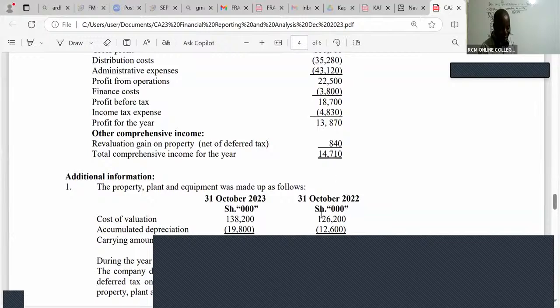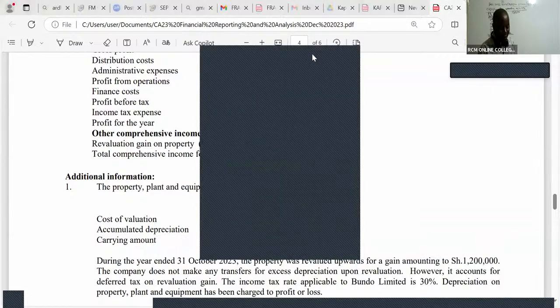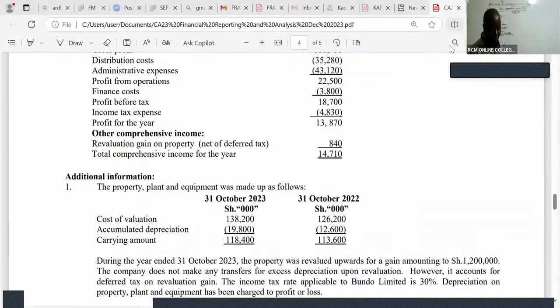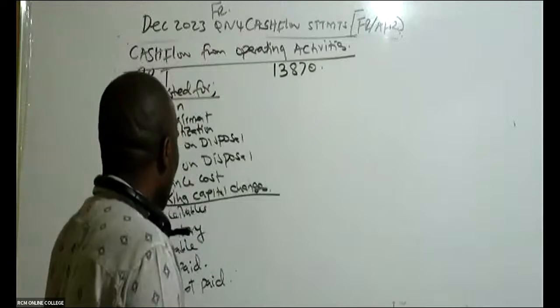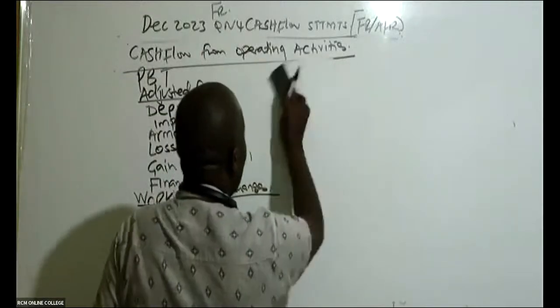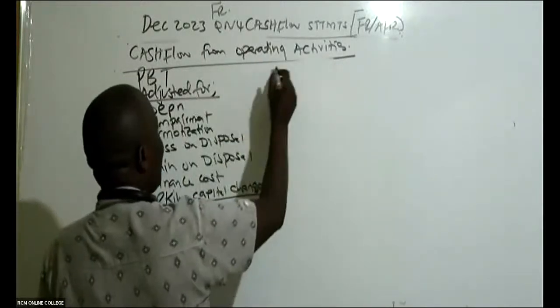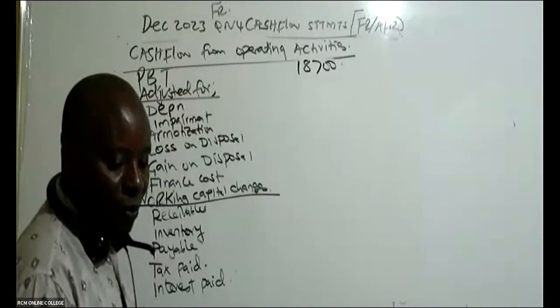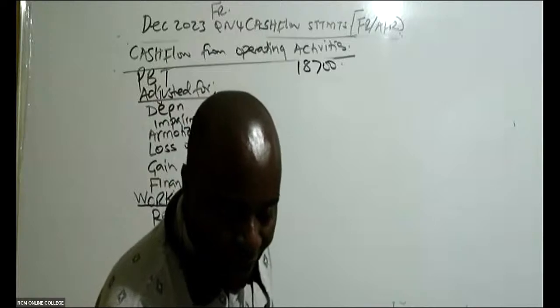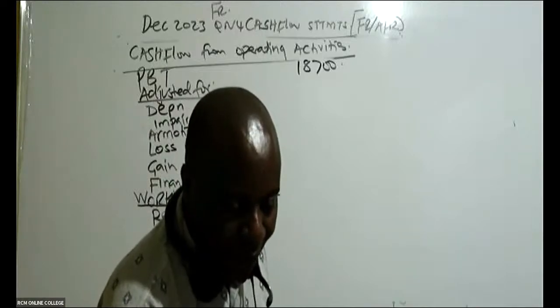Profit before tax is 18,700. Thank you very much. That is the profit before taxation. So profit before taxation is 18,700. Now from there, you continue reading this to get the other information.